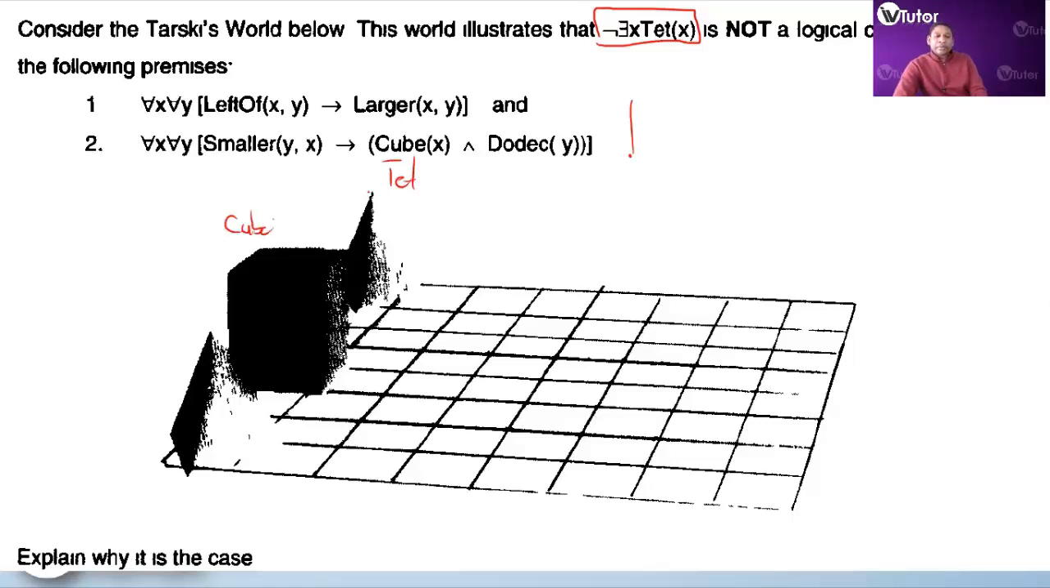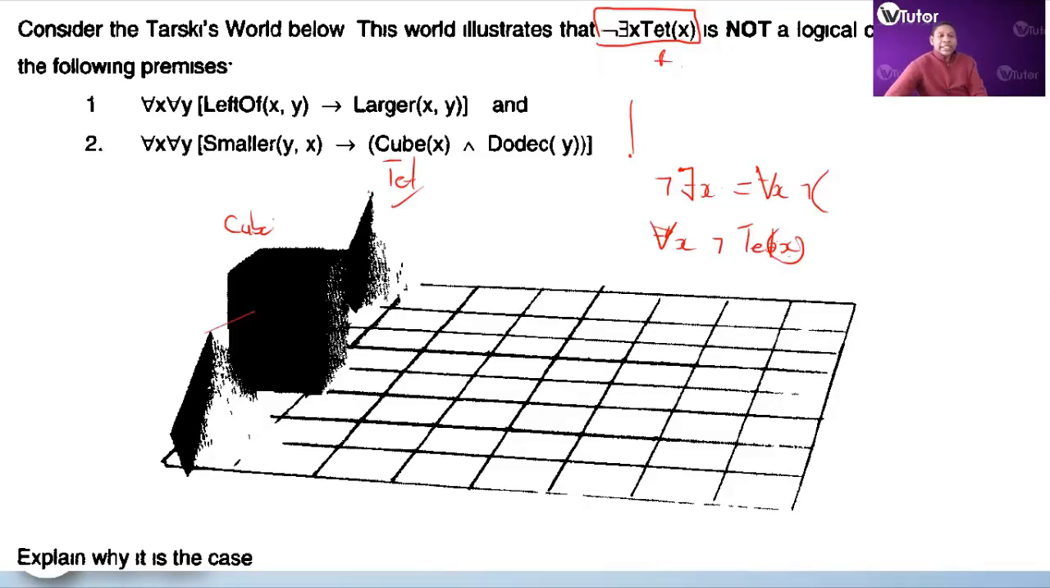So this says not some x tet x. Remember, we said not exists x is equivalent to all x not whatever we were looking at. So in this case, we can transcribe this to say all x not tet x. So we're talking about all objects that are not tetrahedrons. The conclusion is that all objects are not tetrahedrons on the task world, but we have got tetrahedrons. So this is false, right?